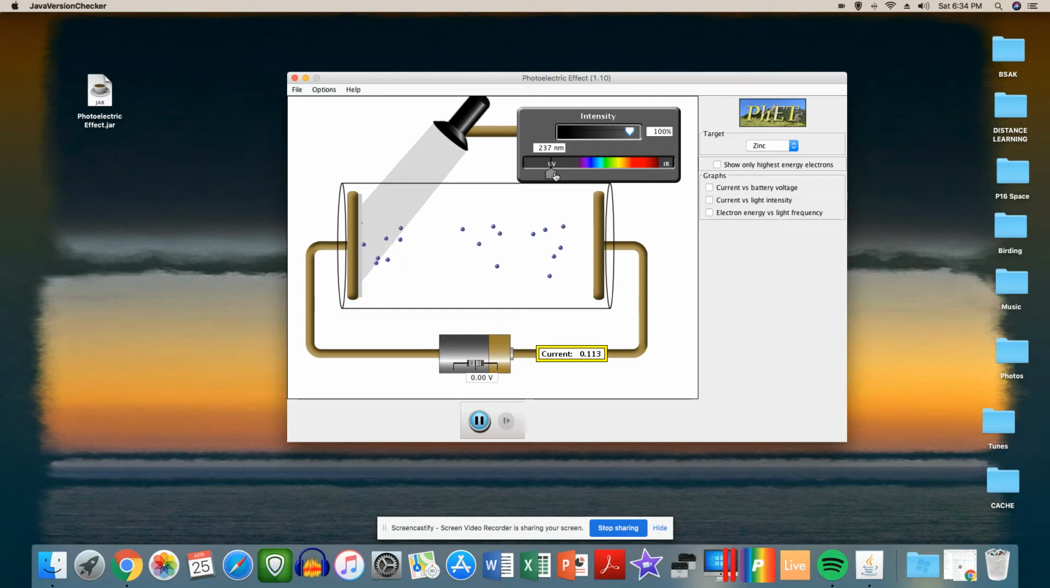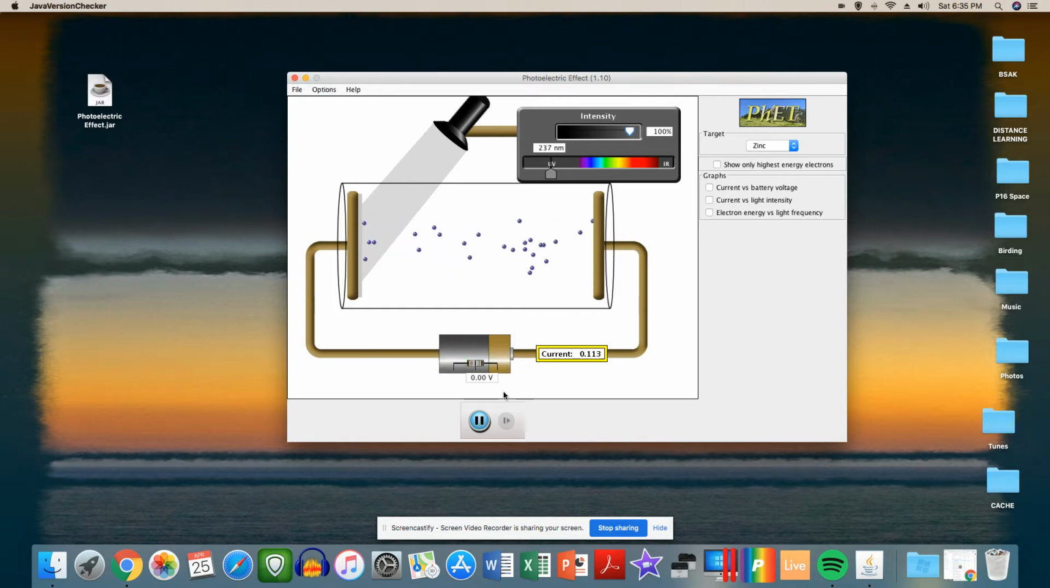Right, now what is the stopping potential? This is what I really wanted to show you this animation for. Stopping potential is here. Here's the battery. Now we could have a positive potential difference where this plate is positive. That's just going to accelerate the electrons more. But if we make this side negative and this side positive, let's start on zero. There you go.